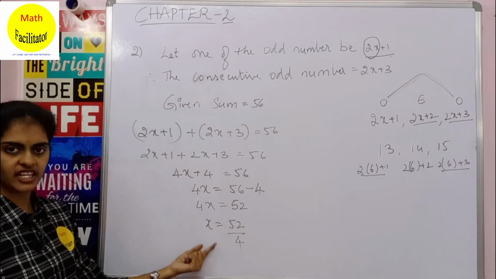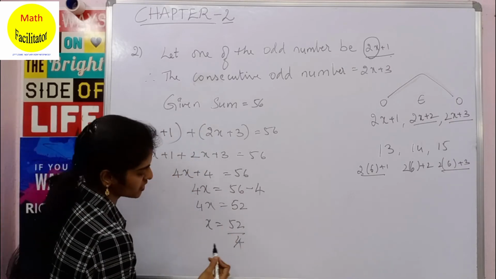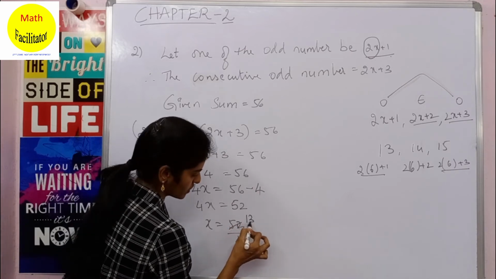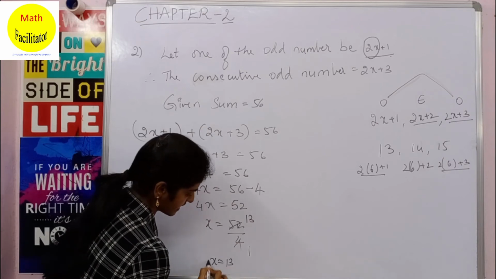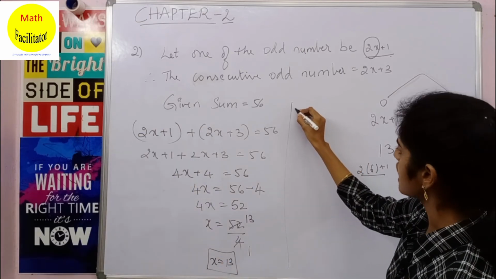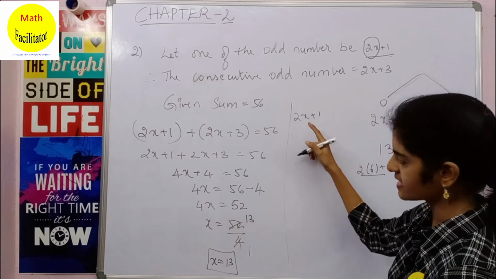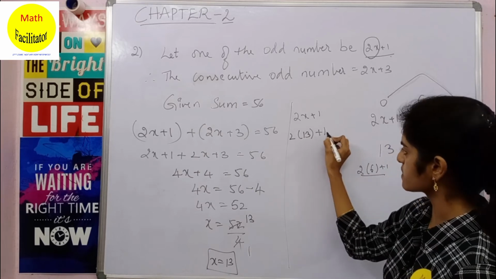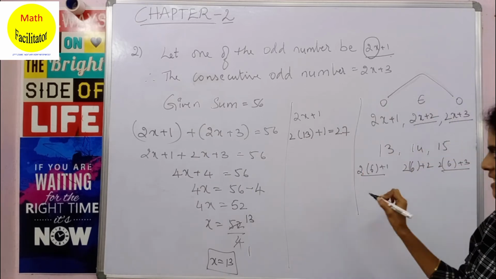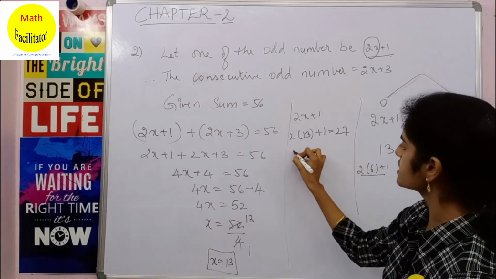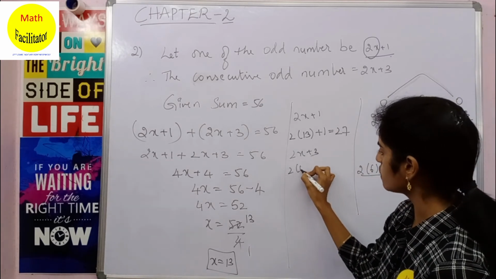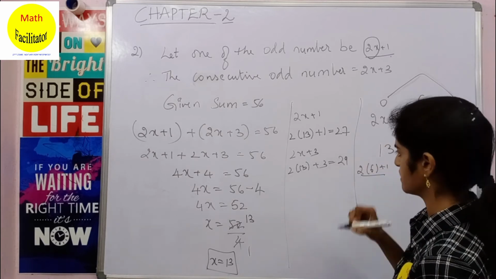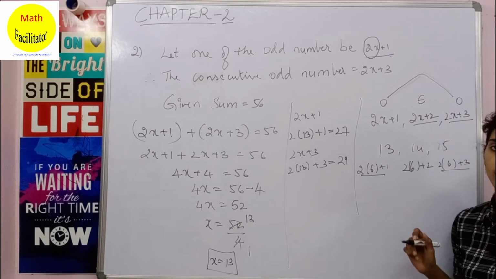Since 4 is multiplication here, it is division when it goes to the other side. So 4 ones are 4 and you have remainder 1. Now this is 12. 4 threes are 12. So x is 13. That means the number is 2x plus 1. Substitute x as 13. So it is 2 into 13 plus 1. So 26 plus 1 is 27. One number is 27. Now the other number is 2x plus 3. So 2 into 13 plus 3. So it is 26 plus 3, which is 29. Clear? So 27 and 29 are the consecutive odd numbers.